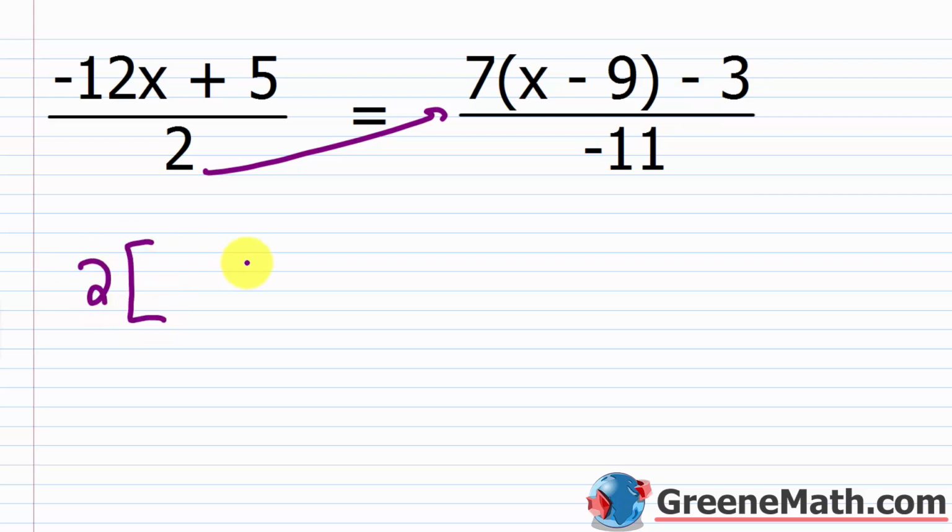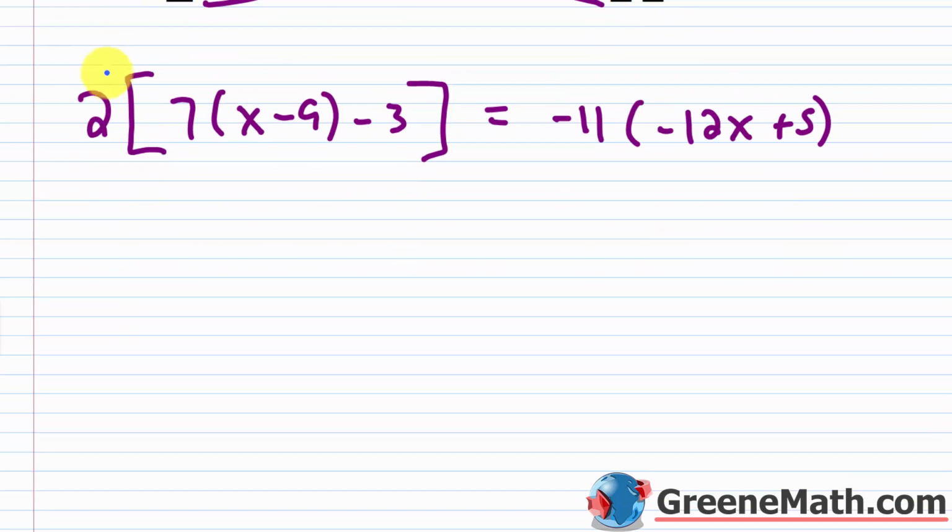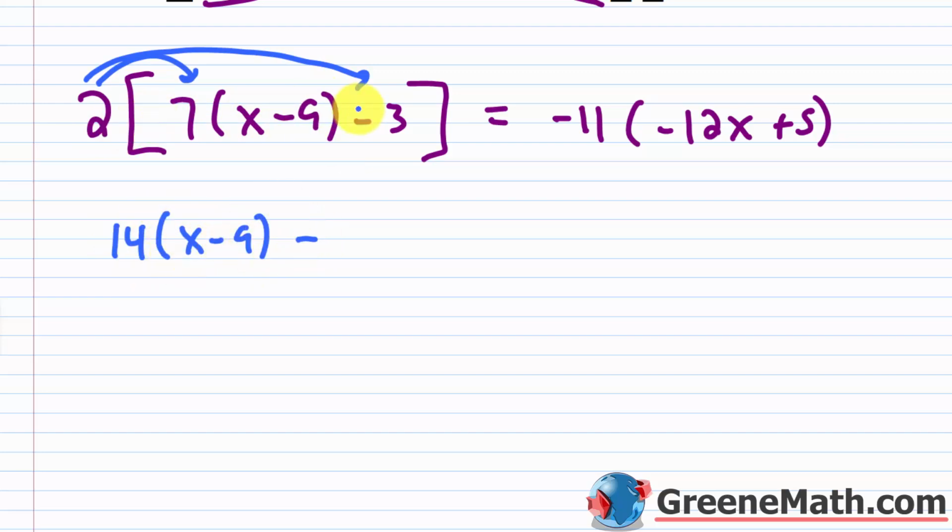So 2 times, inside of brackets, I'll just put my numerator. So 7 times the quantity x minus 9, and then minus 3. This equals, you're going to set this part up. So negative 11 times, you've got your quantity here, your negative 12x plus your 5. So you can go through here and you can distribute this to each part, or you can clean up what's inside and multiply by 2, whatever you want to do. 2 is going to multiply by 7 times the quantity x minus 9. That's just 14 times the quantity x minus 9. Then minus 2 times 3 is just 6.